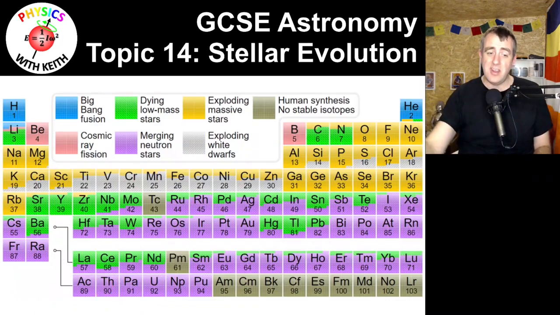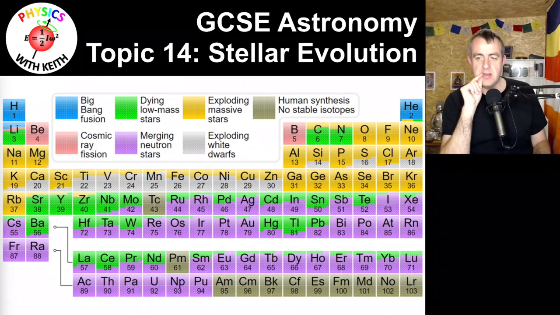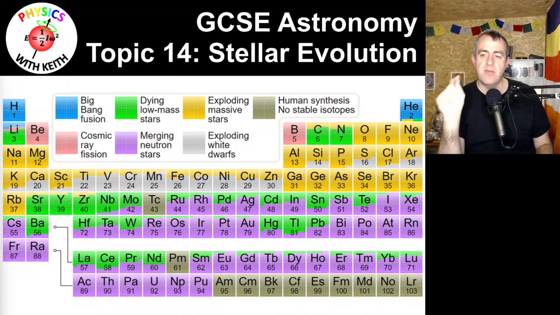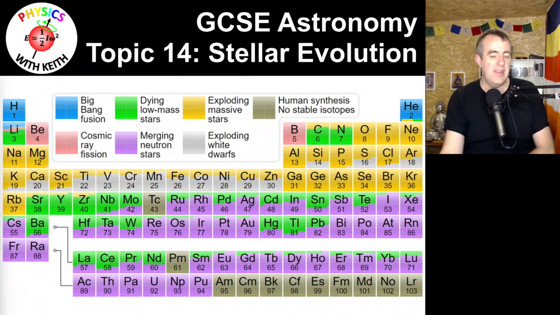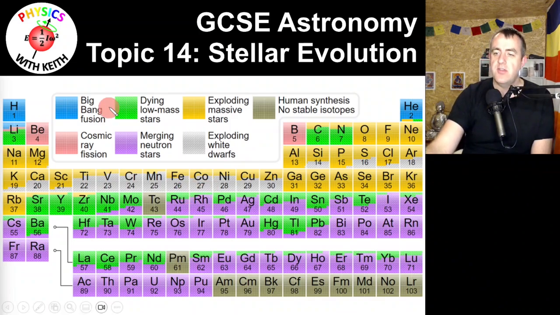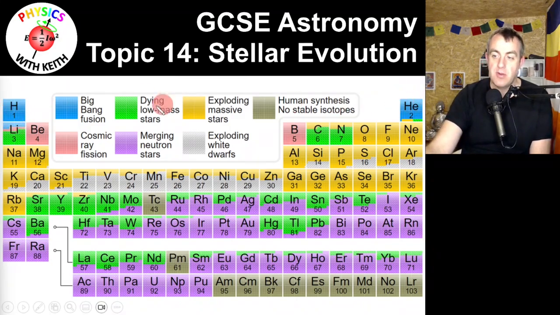I included this slide because I thought this was actually really interesting. What you're looking at here is the periodic table of the elements, coloured in to show where the elements came from, with the proportion of each block coloured. So after the Big Bang, it suggests there was some lithium formed from that process. Hydrogen, helium, some helium formed from dying low mass stars, some from exploding massive stars, and so on and so on.